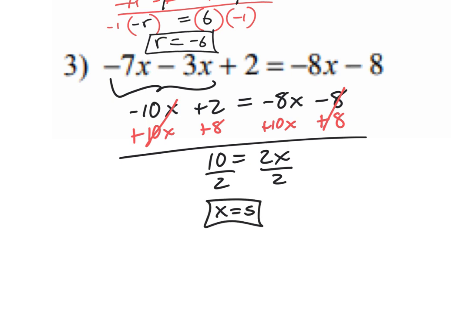I like to put the variable first. You don't have to. Just a preference thing. You could just as well say 5 equals x. That would be just as true.